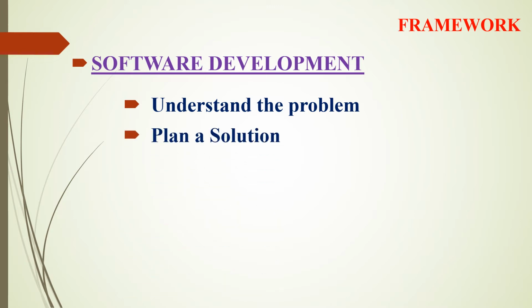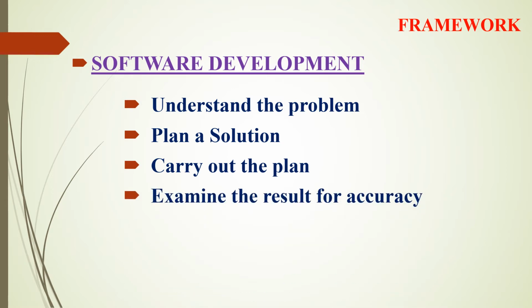Number 2, for that problem, what is the solution? That will be discussed by the software team. Plan a solution for that problem. Once that plan is over, carry out the plan or do according to the plan. Work according to the plan. And finally, examine the result for accuracy. So once we are carrying out the plan, we will come up with one software. Now you test the software. These are 4 major steps required for developing a software.